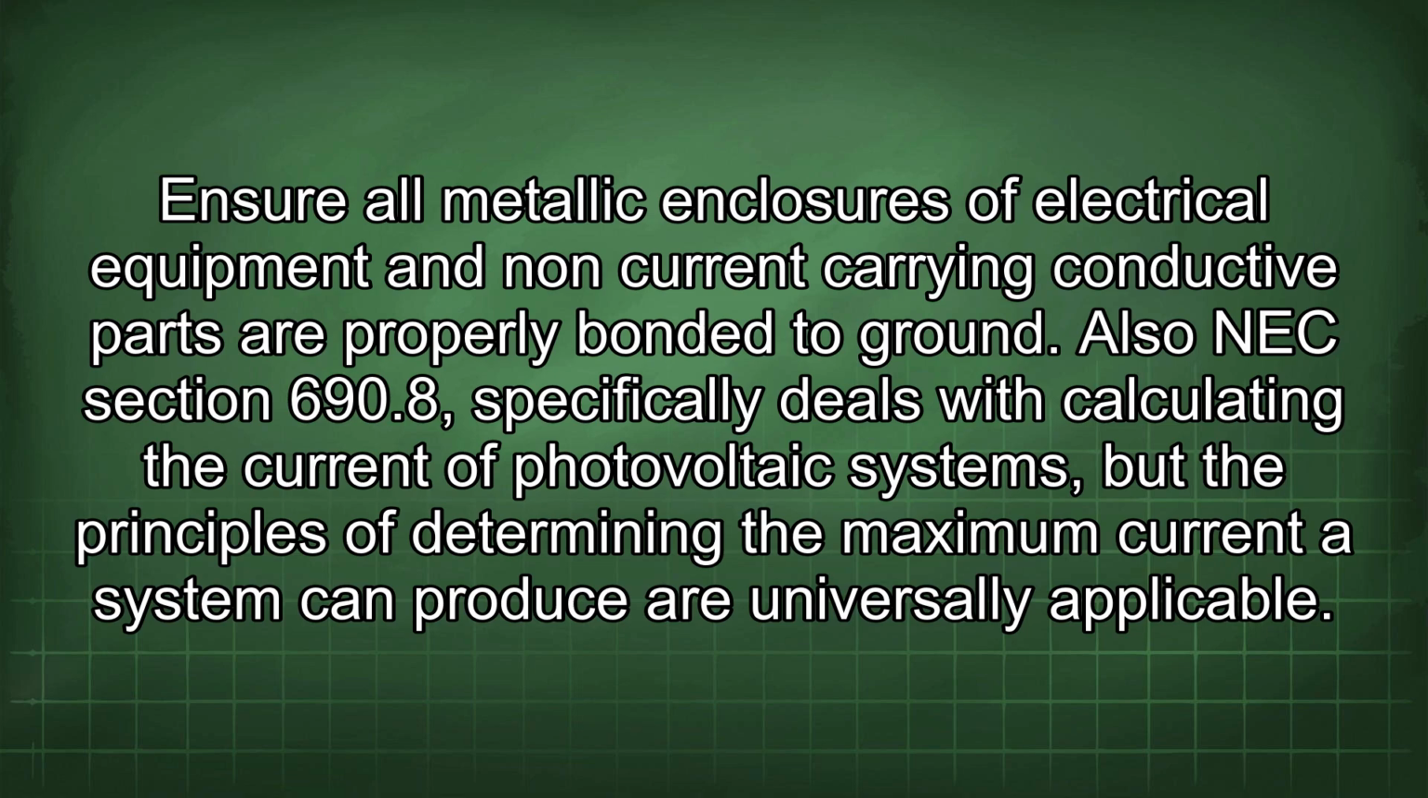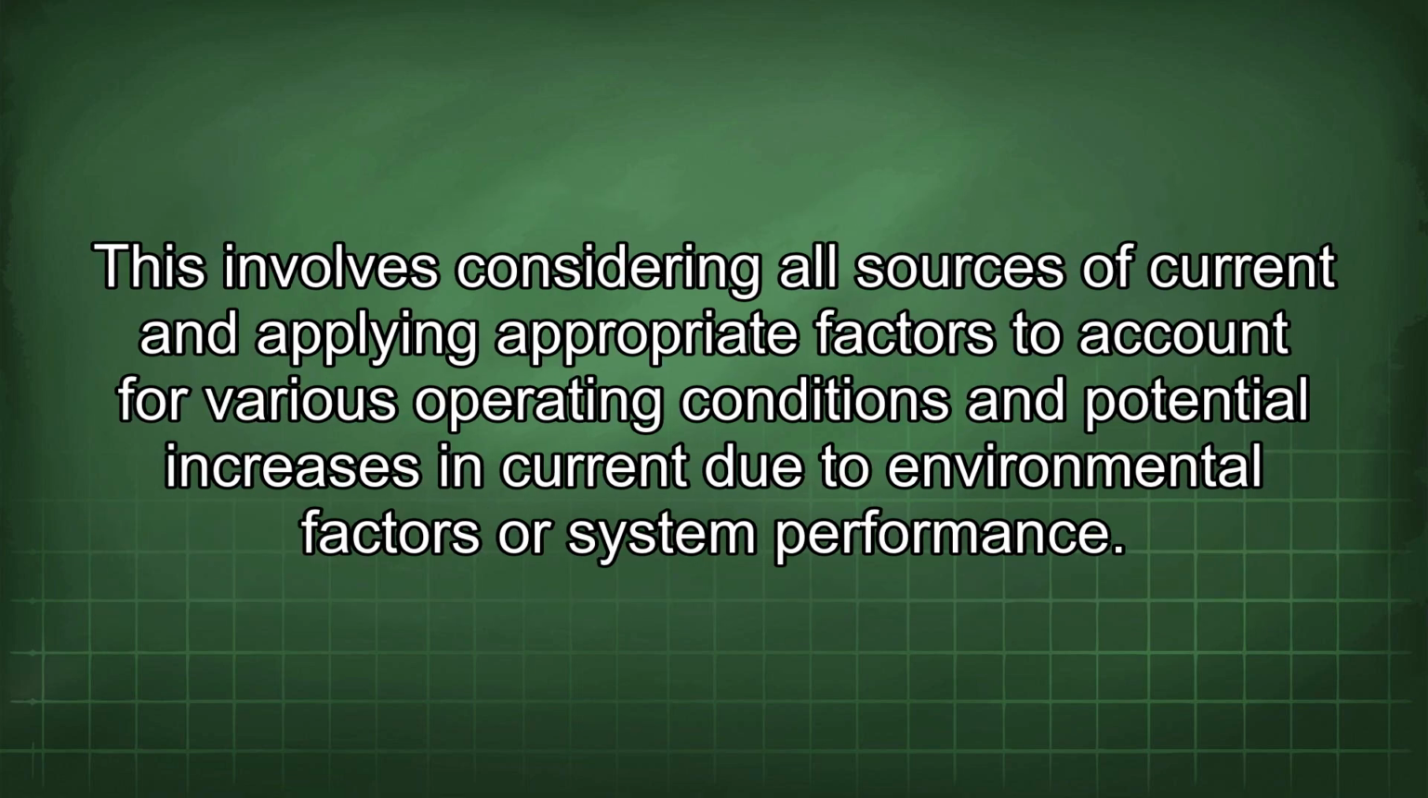Also, NEC section 690.8 specifically deals with calculating the current of photovoltaic systems, but the principles of determining the maximum current a system can produce are universally applicable. This involves considering all sources of current and applying appropriate factors to account for various operating conditions and potential increases in current due to environmental factors or system performance.